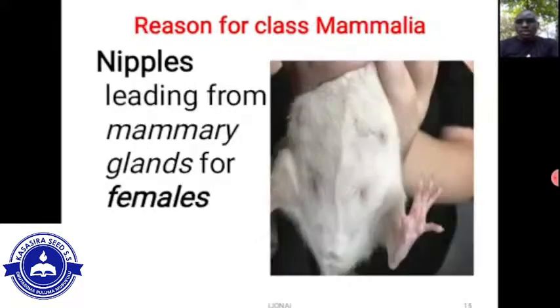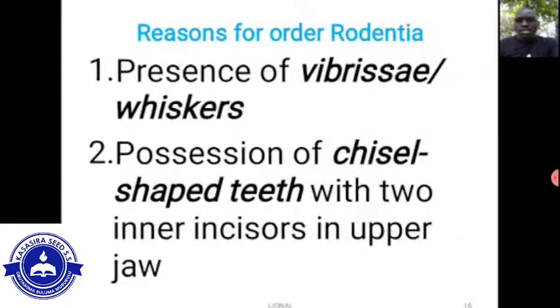Then we have nipples from the mammary glands for females. The mammary glands you can easily feel from the abdominal area, the ventral side of the body. You will be able to see some structures there that we are going to call the nipples. I expect you to be able to identify the nipples, and even to count them. That is where the young ones get their food from. They breastfeed. They suck the nipples.